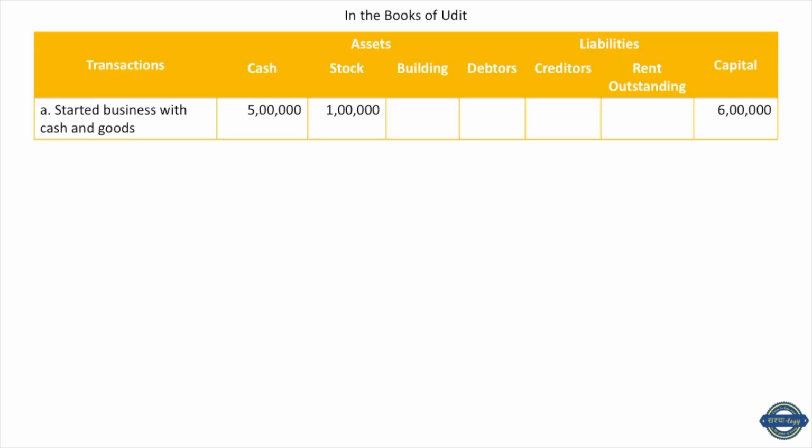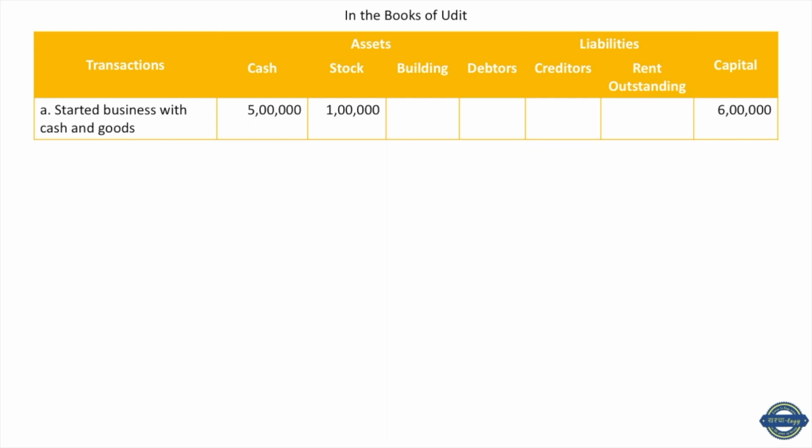Make the format. Start by writing in the books of Udit. First transaction. Started business with cash and goods. So Udit started his business by bringing in cash and by bringing in stock. So we will record this in the asset in the column of cash and stock, and we will add this to the capital. Cash rupees 5 lakh, stock rupees 1 lakh, capital 6 lakh.